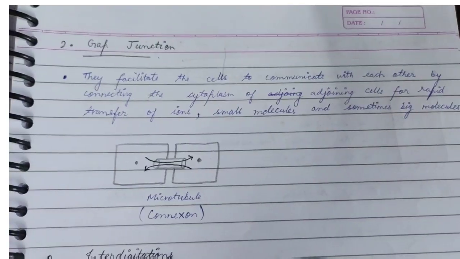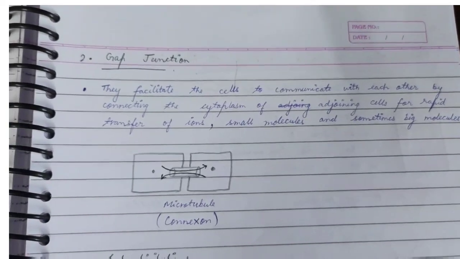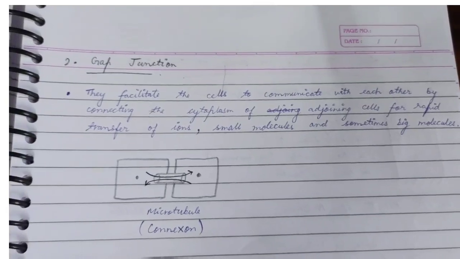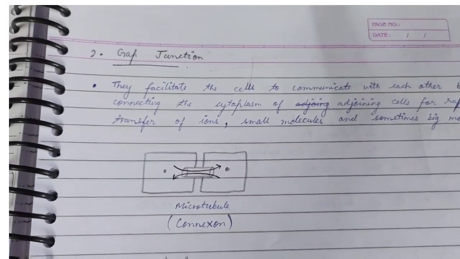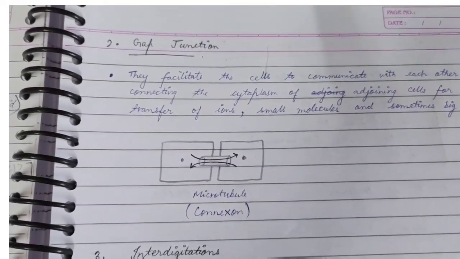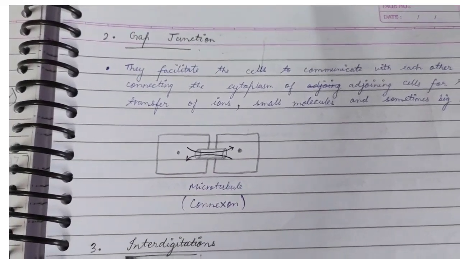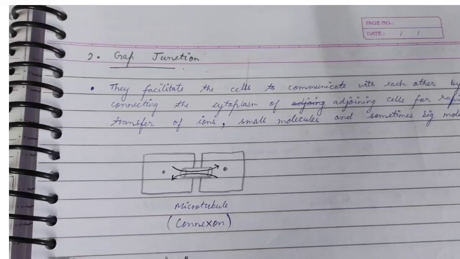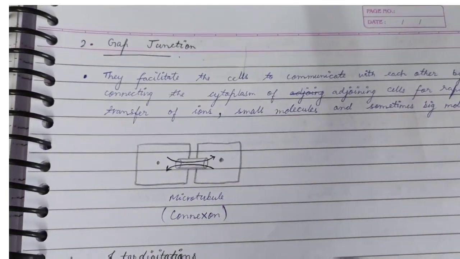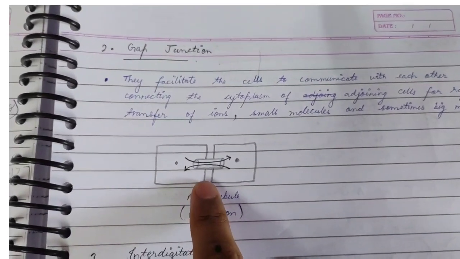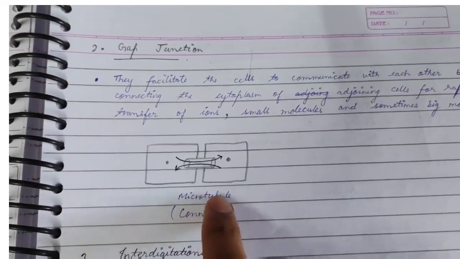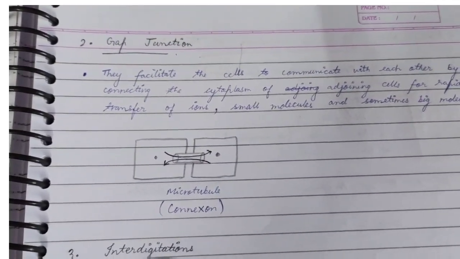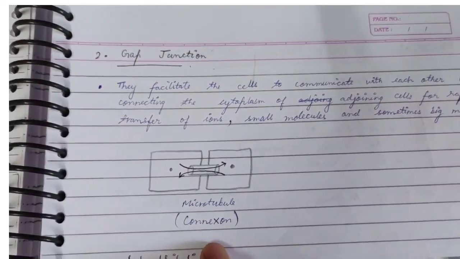Now comes the second one, which is gap junction. Gap junction basically facilitates cells to communicate with each other. It increases the rate of transfer of molecules and ions between two epithelial cells. It forms a tubule-like structure which increases the rate of transfer of materials. See here, this is known as microtubule and this is called connexon, not connection. Okay, don't muddle up the words.